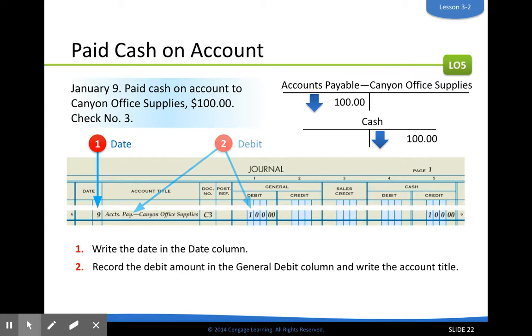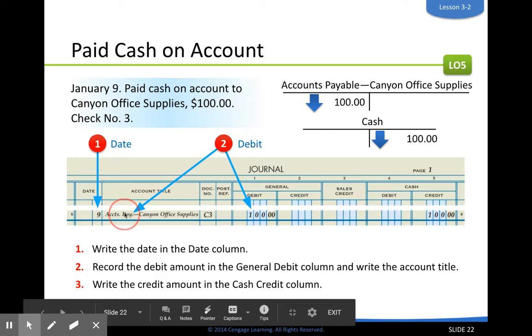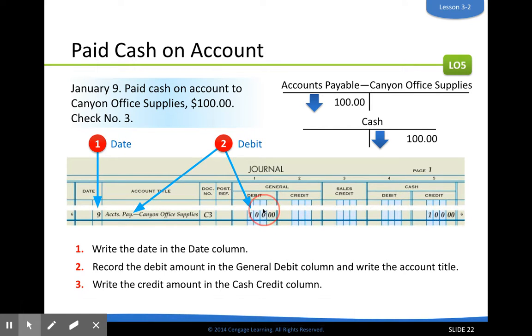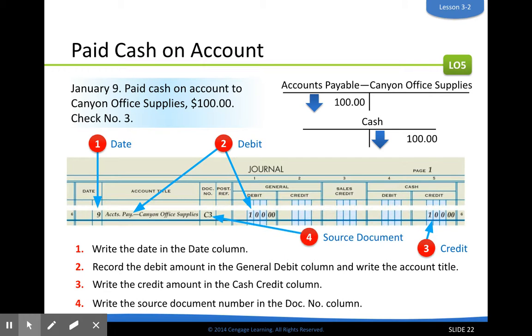We've got our date. We have a debit. Remember, anything in the account title column is labeling what's in our general column. So we have a debit of $100 to accounts payable. Credit to cash because we paid cash. And then our source document is C3.